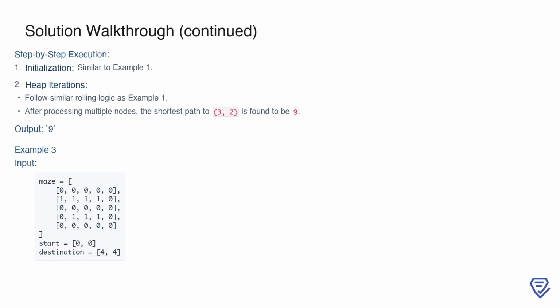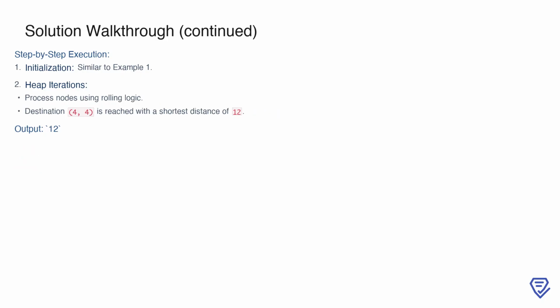Now let's examine one final example where the maze layout is slightly different. The start position is (0, 0), and the destination is (4, 4). As in the previous examples, we begin by initializing the distances array and the min heap. Using the same rolling logic, we process the heap iteratively, updating distances and adding new positions to the heap as we find shorter paths. In this maze configuration, the destination, (4, 4), is reached with a shortest distance of 12. Therefore, the output for this example is 12. This demonstrates how the algorithm effectively computes the shortest path in different maze configurations and destinations.